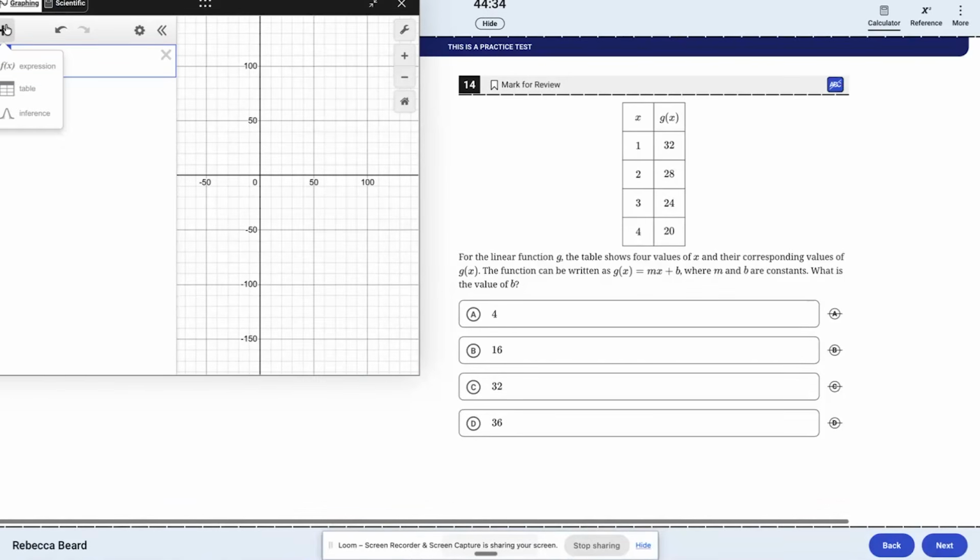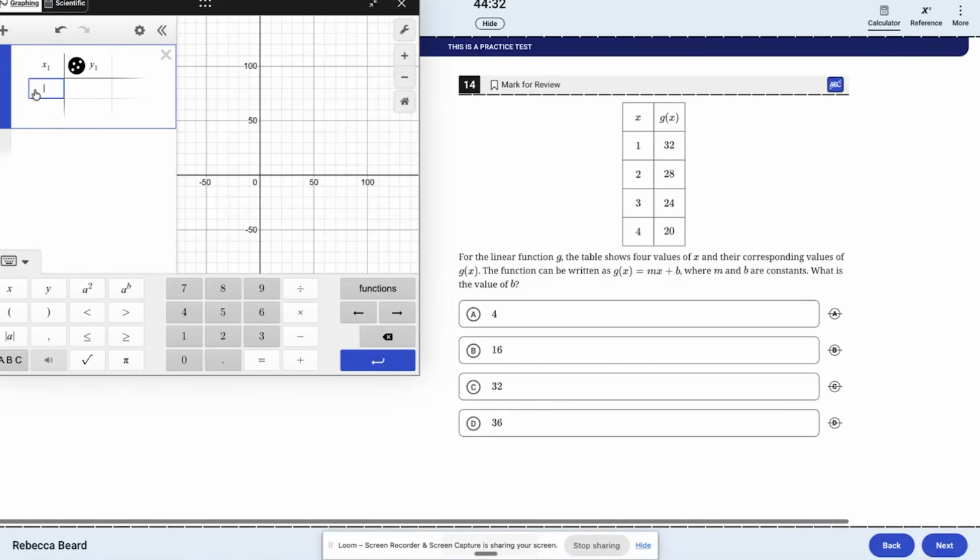So you click the plus sign in the corner and you click table. And technically, you don't have to enter in all the points. You actually really only need 2. So you go 1, 32. And remember, our g of x or our f of x is always going to be the y. And then let's enter in the second point. And then we click 28.